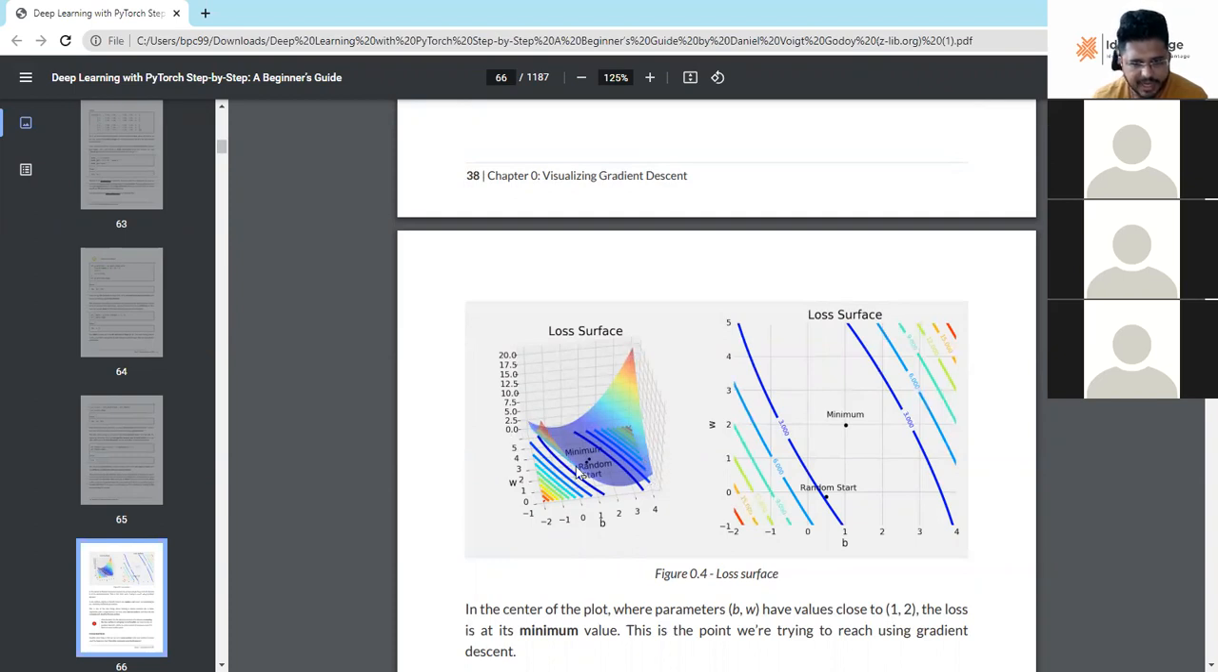Okay, I'll get a graph something like this. So purely we can see that the graph's minimum point is here, right? So if B is somewhere a little more than 1 and W is somewhere between 3 and 4, then I am getting the minimum loss, right? So my goal is to reach here as per gradient descent.